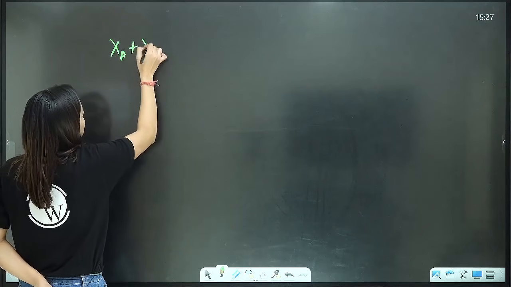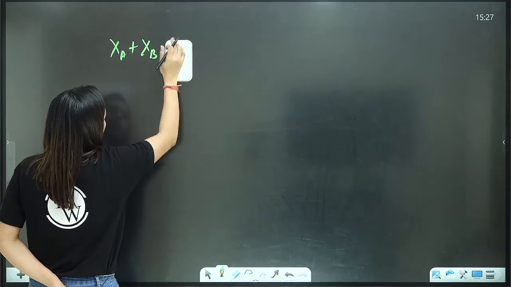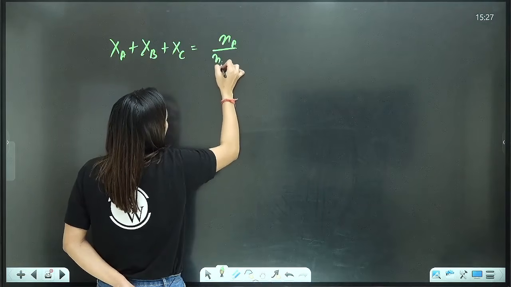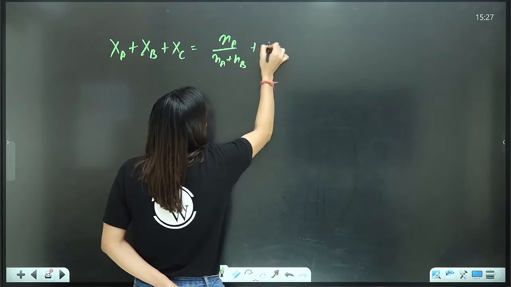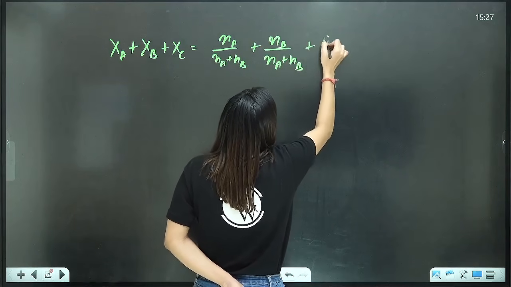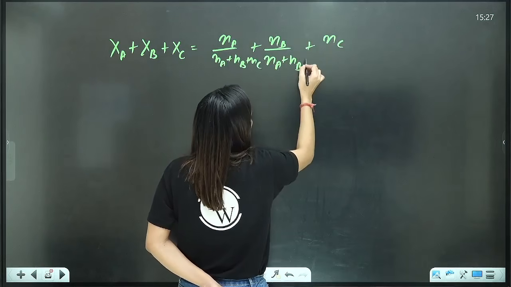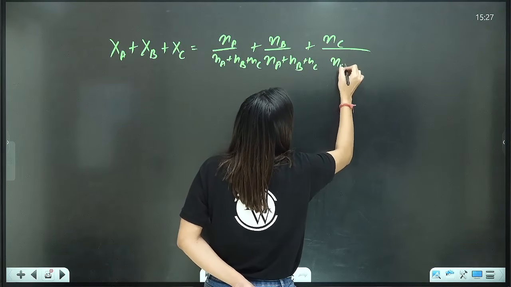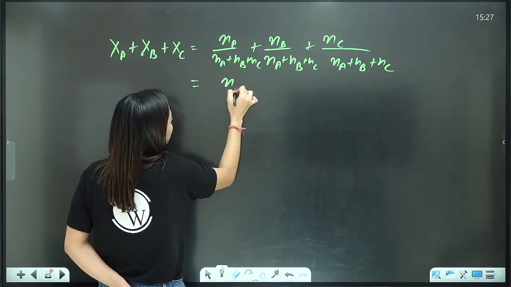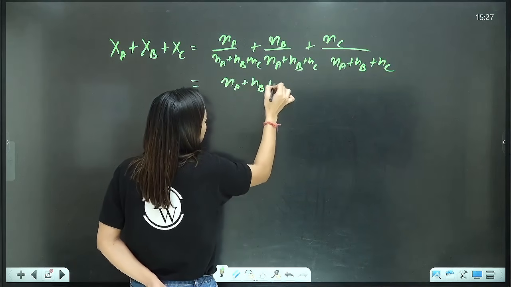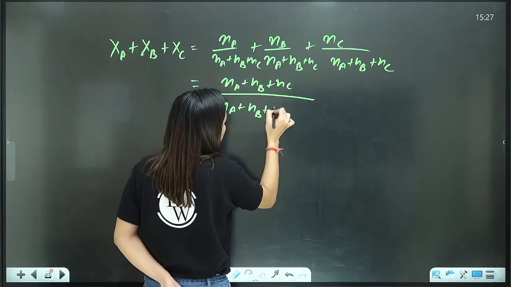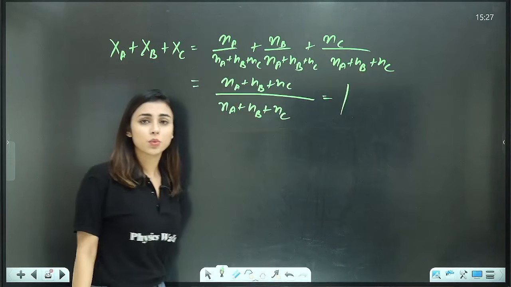XA plus XB plus XC, mole fraction of A plus mole fraction of B plus mole fraction of C, would be Na by Na plus Nb plus Nc, plus Nb by Na plus Nb plus Nc, plus Nc divided by Na plus Nb plus Nc. Add all the three. You will get Na plus Nb plus Nc divided by Na plus Nb plus Nc. This is equal to 1.